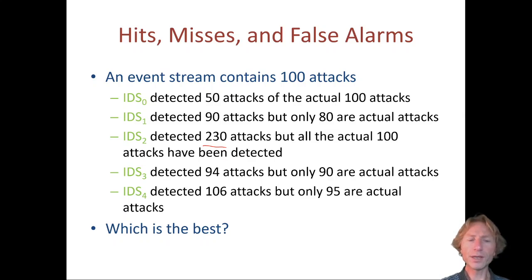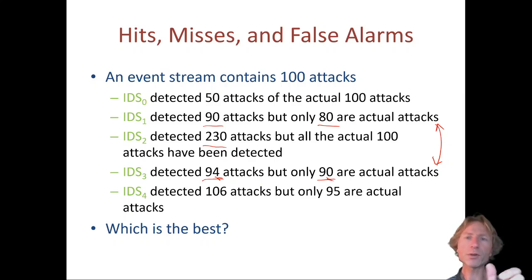Okay, now there are certain cases here. For instance, let's see here, we detected 90 attacks, but only 80 are actual attacks. And here we detected 94 attacks, but only 90 are actual attacks. Okay, so at first blush, you might think that clearly one of these IDS is more usable, more interesting than the other, right? We only detected 4 more attacks, but we have more actual attacks. Maybe IDS3 is better, but you don't really know that, right?